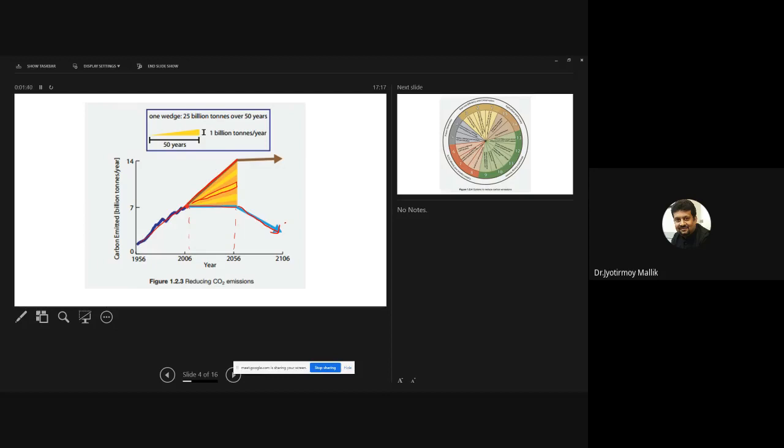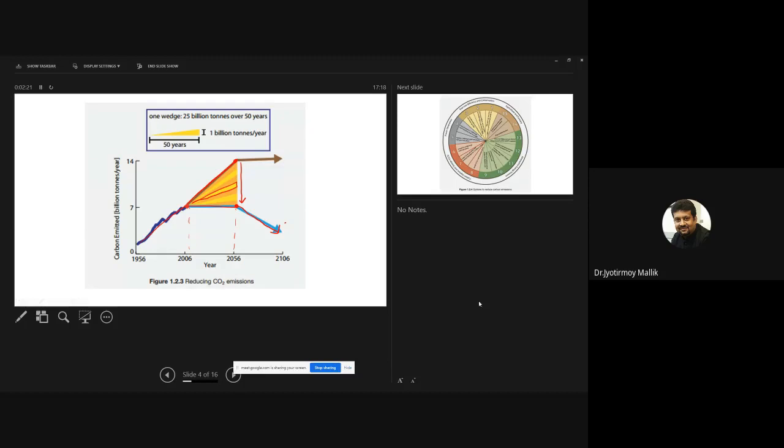So, how do we make sure? Because we are essentially developing, and we have a trend which is showing us that the emission of carbon dioxide will increase, right? So, how do we make sure that we are not here, but we are here at 2056? So, what are the measures that we can take to actually decrease the carbon dioxide emission from 14 billion tons per year to something like 7 billion tons per year, almost half, by 2056?